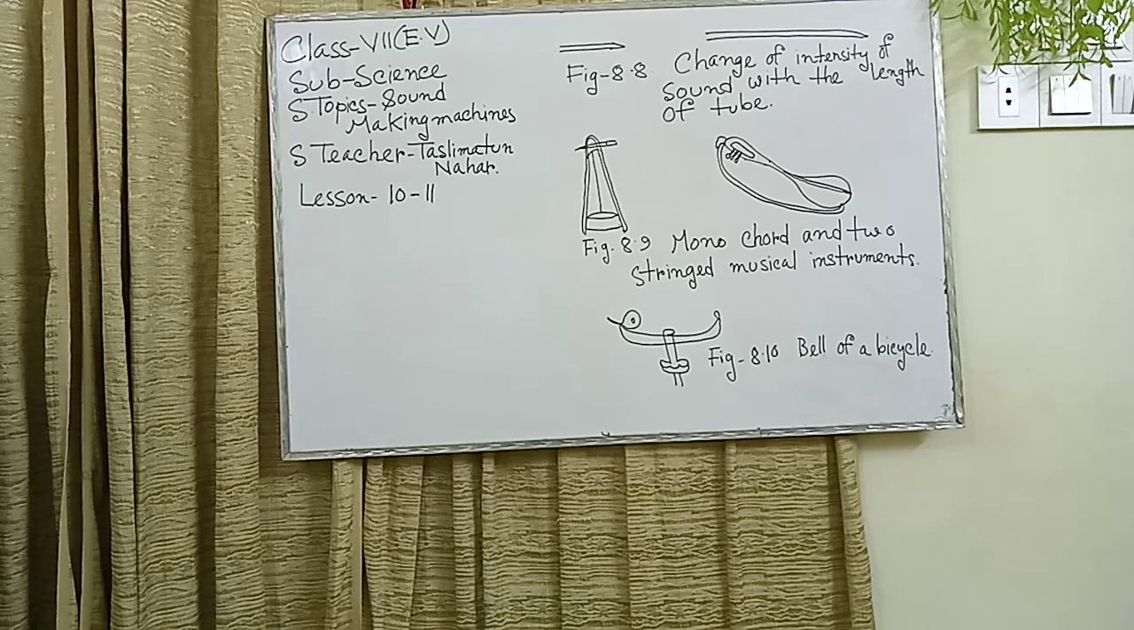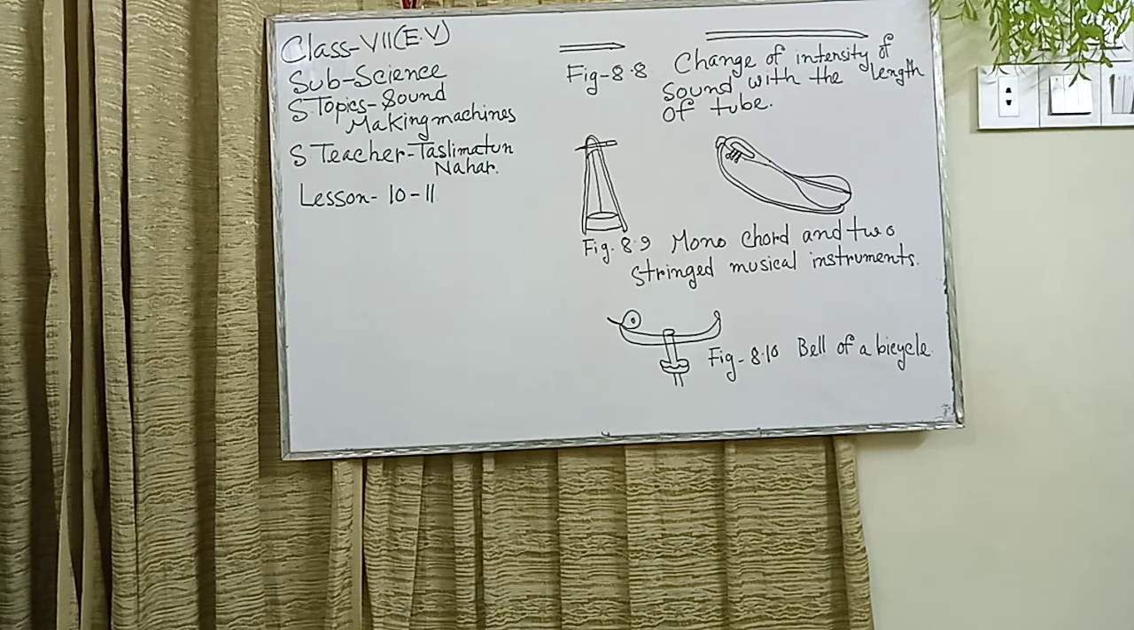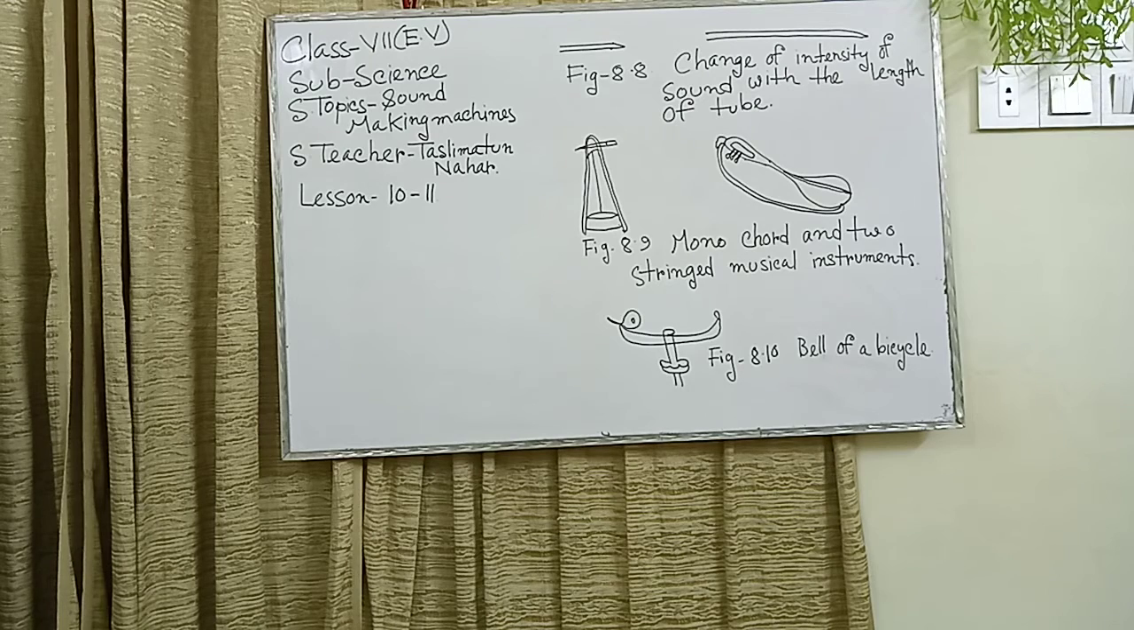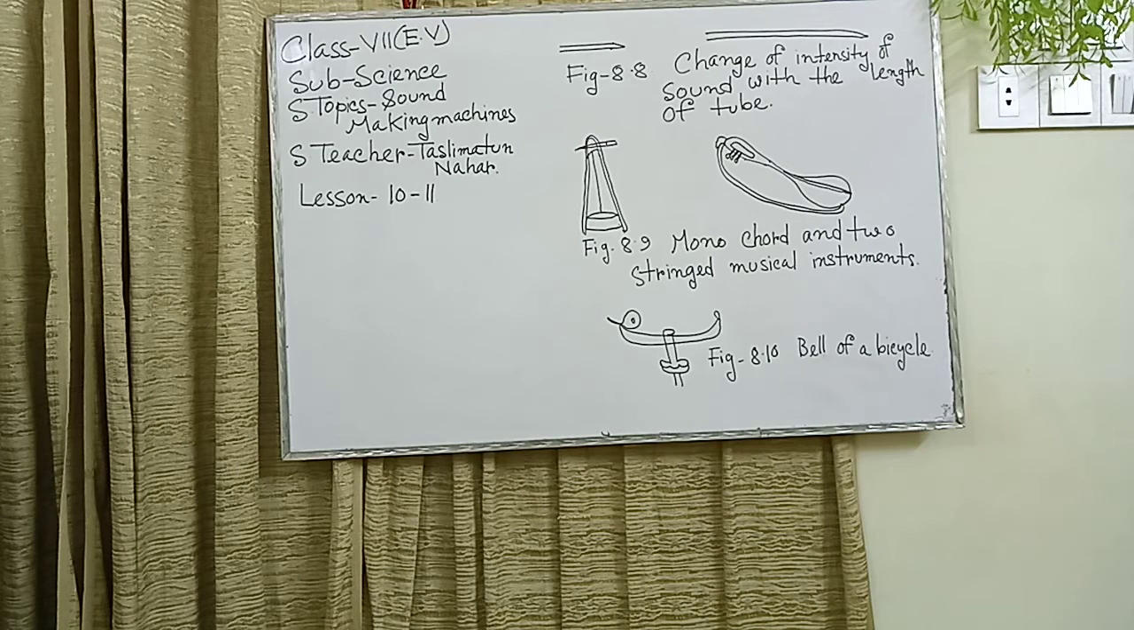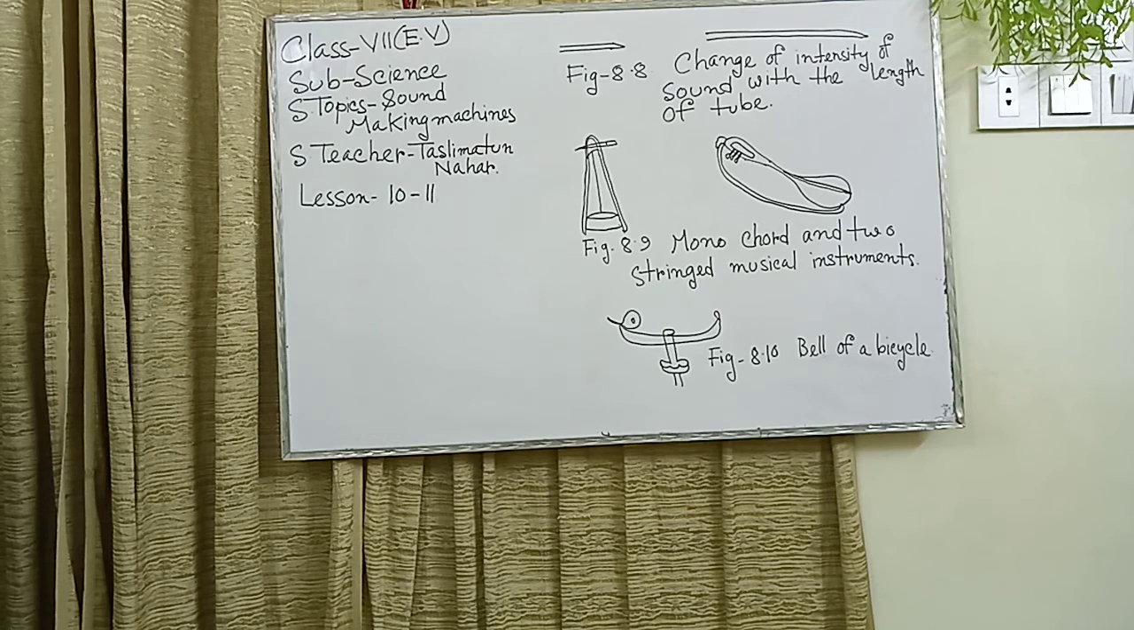Today our lesson's name is Sound Making Machines. Sound making machines, it is lessons 10 and 11. Please, everyone open the book, page number 95. Sound making machines are of two kinds. First is musical instruments and second is non-musical instruments. So, we know that sound making machines are of two types. One is musical and another is non-musical.